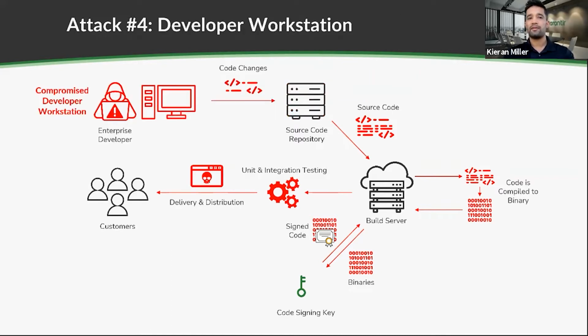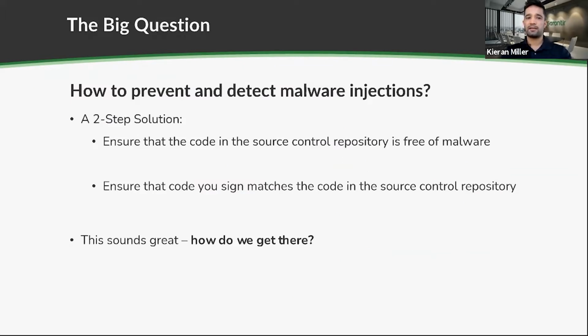And then the fourth attack vector is the developer workstation. In this case, it could be the workstation itself that was compromised, or it could be that the developer is the insider threat. In that case, the workstation or the developer is used to push the change to the repository, which then cascades down. So how do we prevent against this, right?